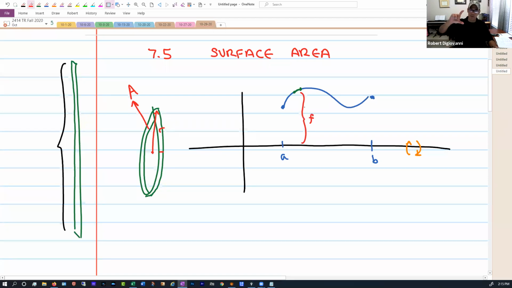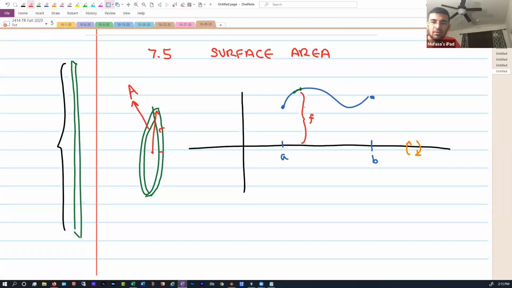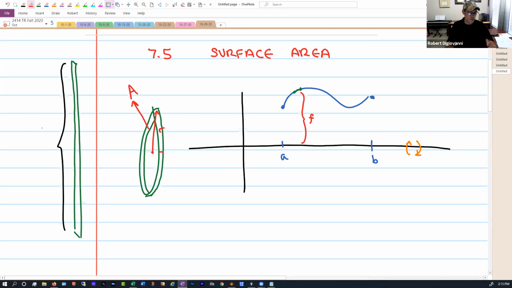Does that make sense? What is the diameter then? Well, the diameter would be half, but we're looking for the circumference of this. The circumference of this rubber band is 2 pi r, right? It's 2 pi times the radius, but the radius is the height of the function. So that's f of x.